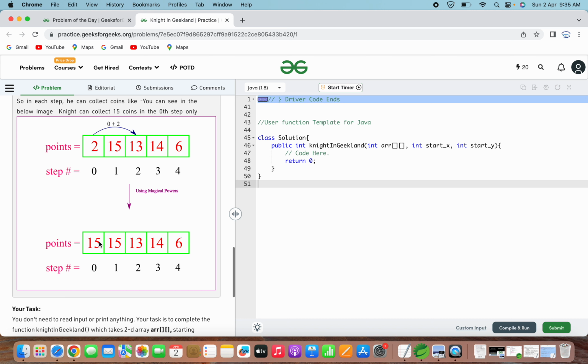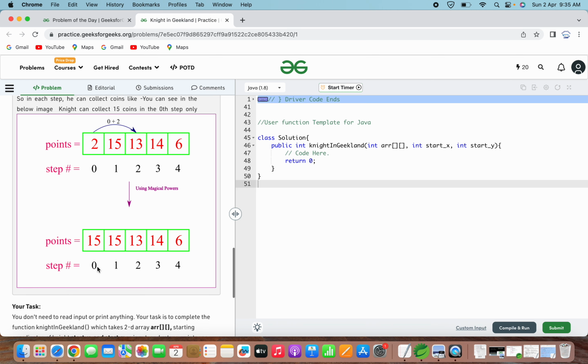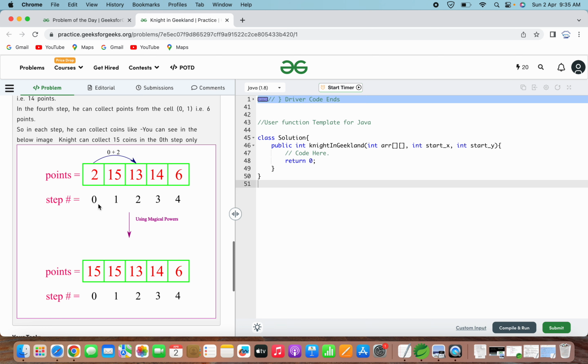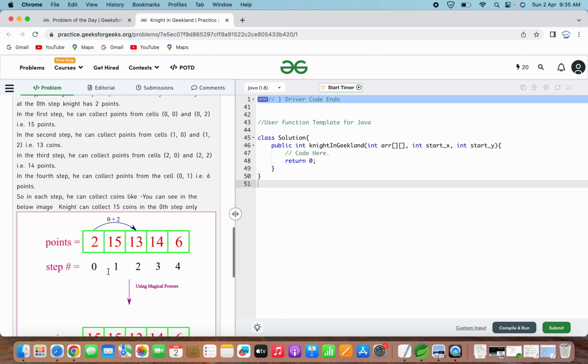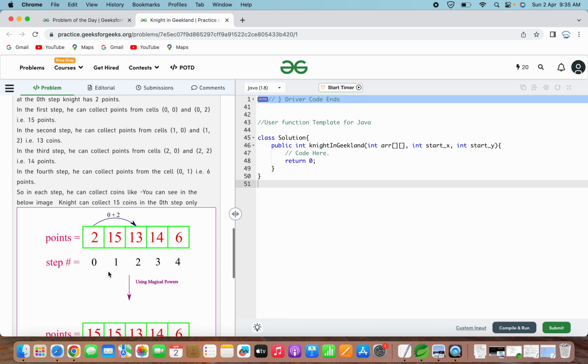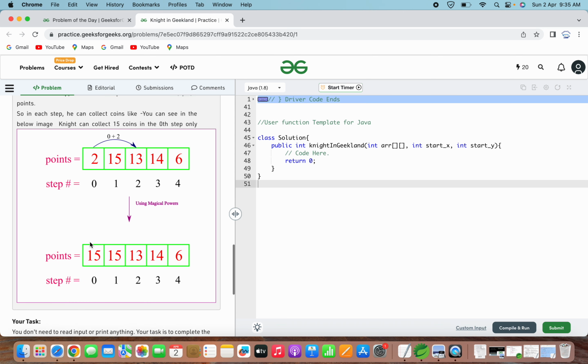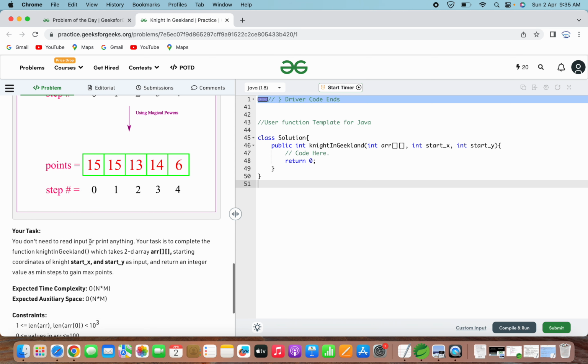So here we can see that without taking any step, we are able to get the maximum. If you see the entire array, 15 is the maximum, and we are able to get it at 0 steps. So that's why it is said that without taking any step, we are getting the maximum value. That's why the output here is 0. Because here the future power, that means the magical power to get future points, has been taken into consideration. Okay, so I hope both these examples are very clear to you.